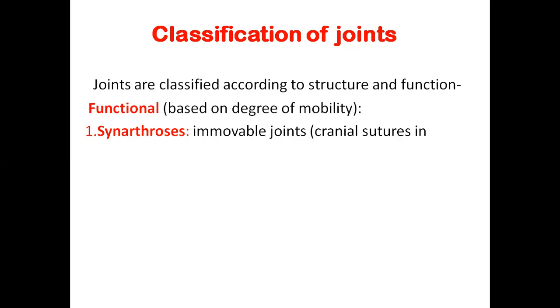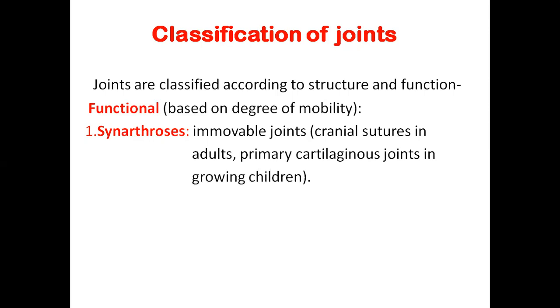Functionally, we classify the joints into three parts. This classification is based on the degree of the mobility of the joint. The first one is called synarthrosis. These joints are immovable joints. An example of such joints is the cranial sutures in the adults and primary cartilaginous joints in the growing children, which we will discuss later.